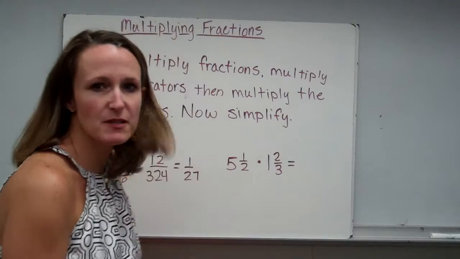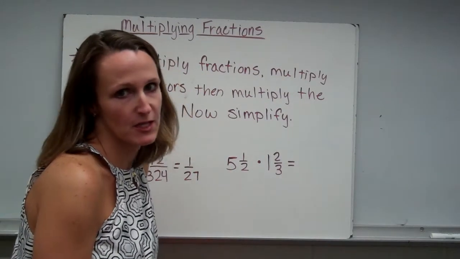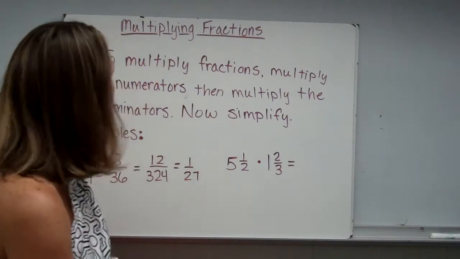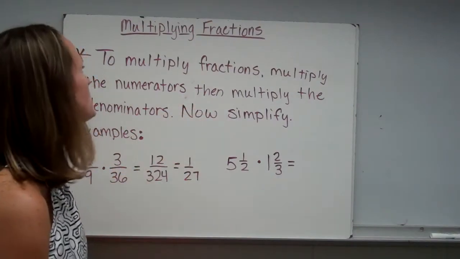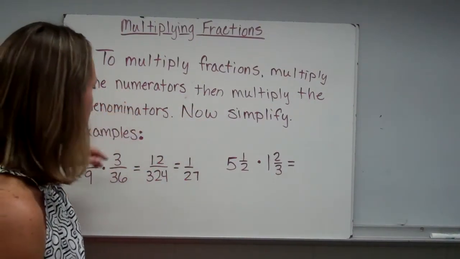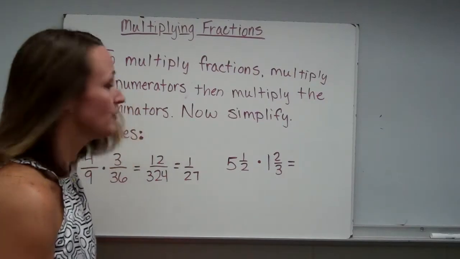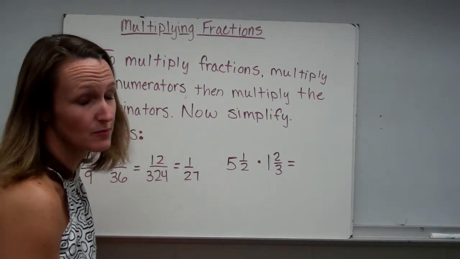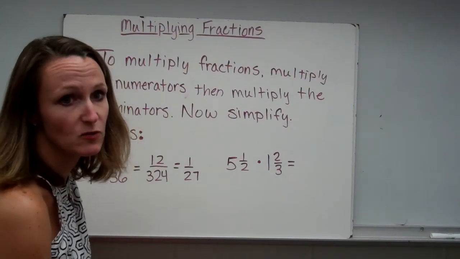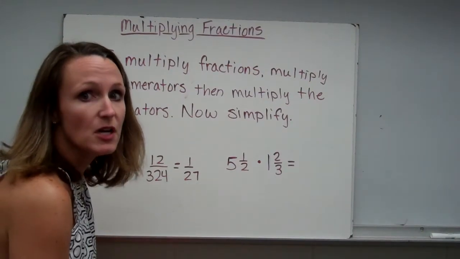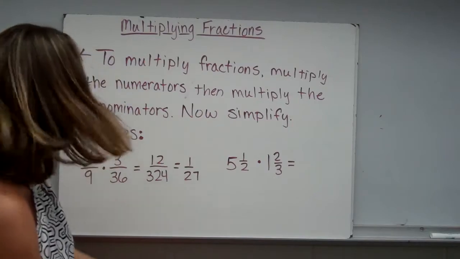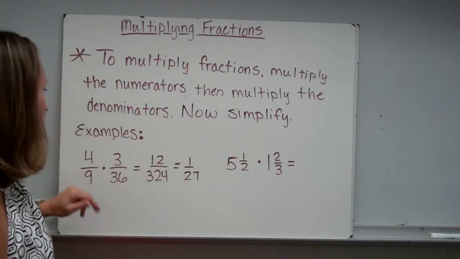Okay, in this video we're going to talk about multiplying and dividing fractions, but we're going to start with multiplying. So to multiply a fraction, you simply multiply the numerators straight across the top, and then multiply the denominators straight across the bottom, and then you simplify. And of course, if there's any positives and negatives, you still follow the rules of integers. So let's look at some examples.